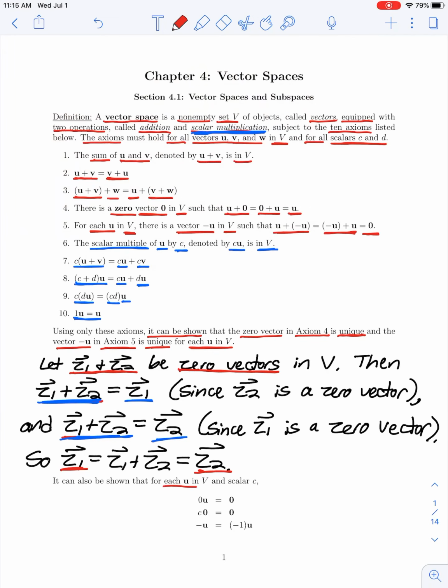All right. Now we can also show the following. For each vector u in a space V, and for any scalar c, multiplying the zero scalar by any vector u should give us back the zero vector for the space. Any scalar multiplied by the zero vector for the space is equal to the zero vector for that space. And the negative of any vector, that is the additive inverse of a given vector, is equivalent to taking the scalar multiple of -1 times the vector u.